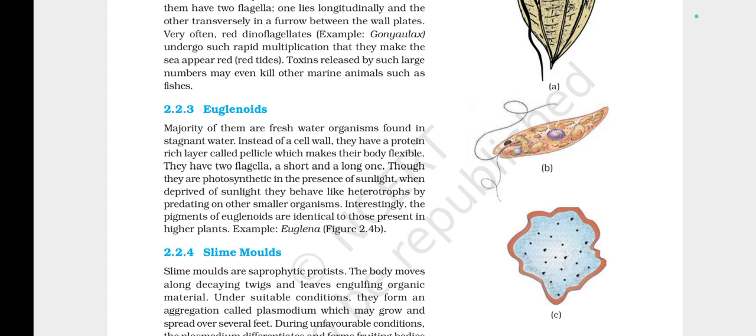Euglenoids. The majority of them are freshwater organisms found in stagnant water. Instead of a cell wall, they have a protein-rich layer called pellicle, which makes the body flexible. They have two flagella, one short and the other long. Though photosynthetic in the presence of sunlight, they also show heterotrophy, predating on other small organisms. Interestingly, the pigments are identical to those of higher plants. Example: Euglena.